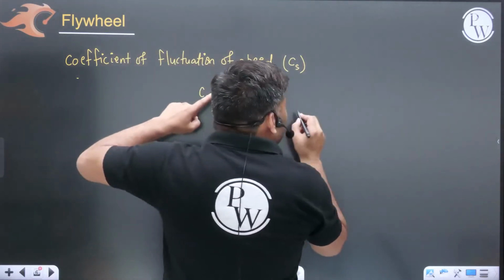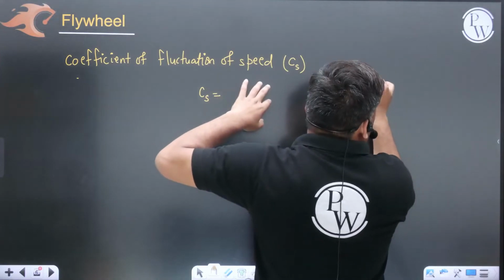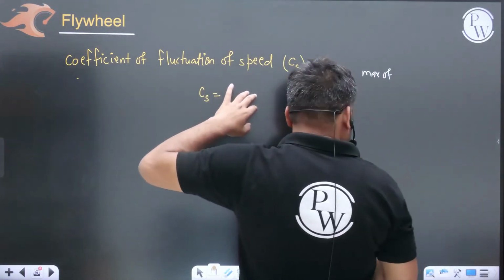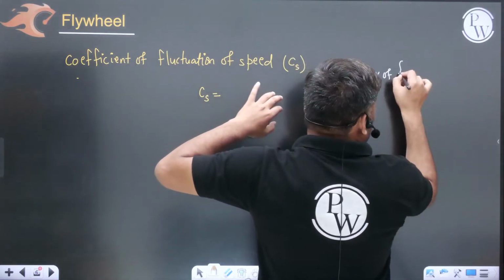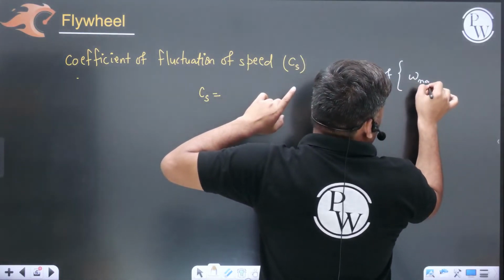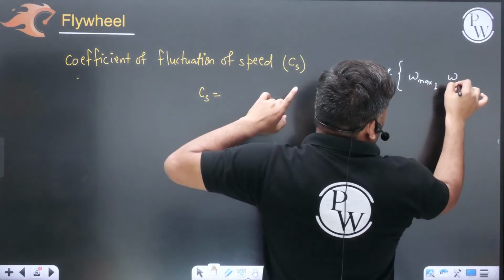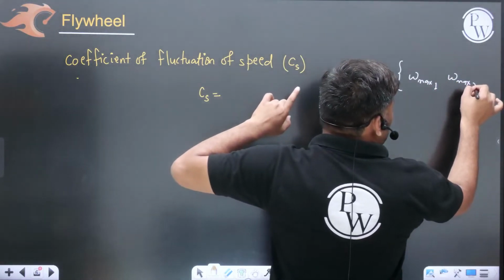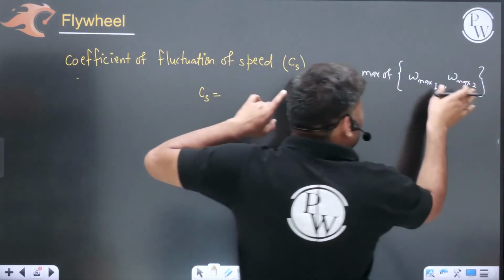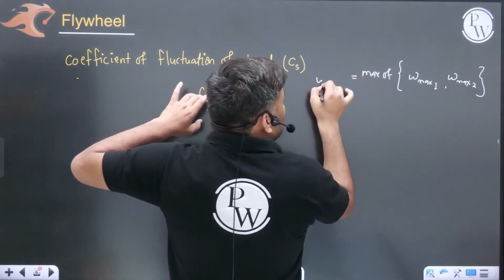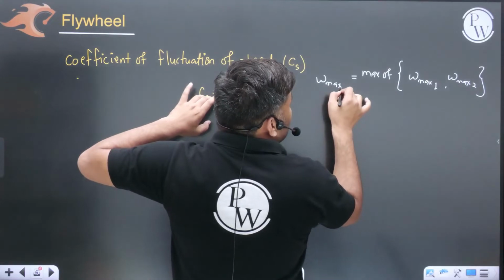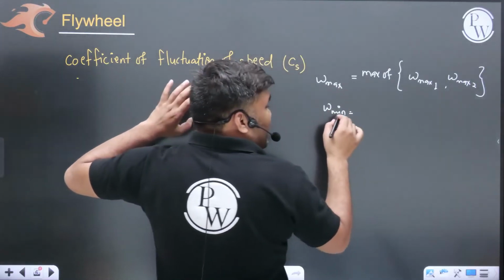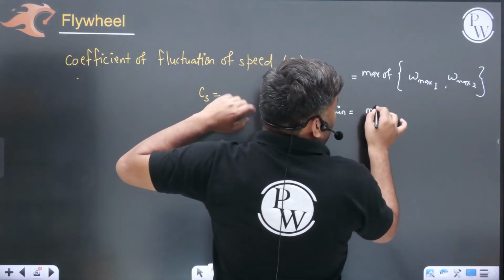Let me write, the maximum of all the maximums, omega maximum 1, omega maximum 2, and so on. Whatever maximums are there, whatever is the maximum of all the maximums, that is called omega maximum. And omega minimum, the least speed of the flywheel, is the minimum of all the minimums.